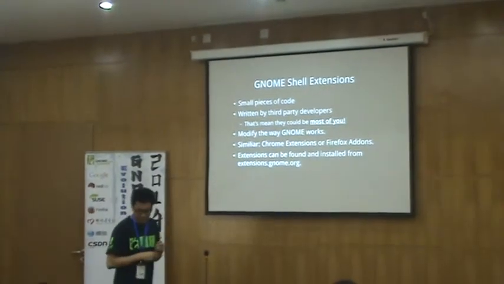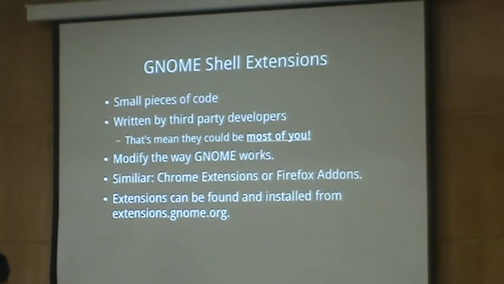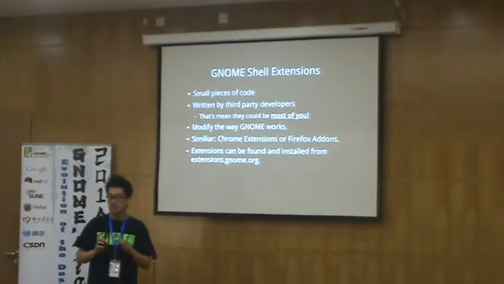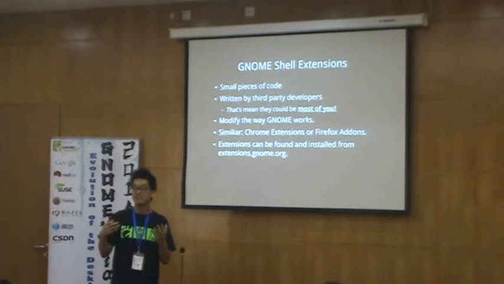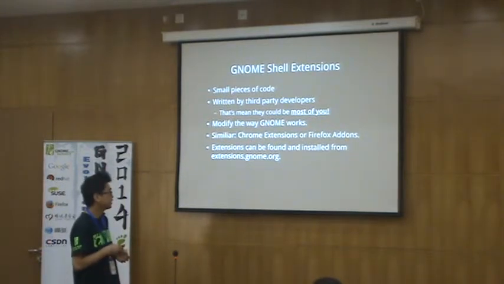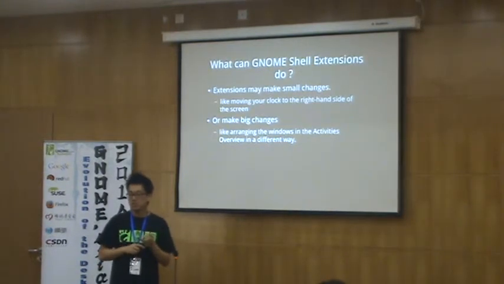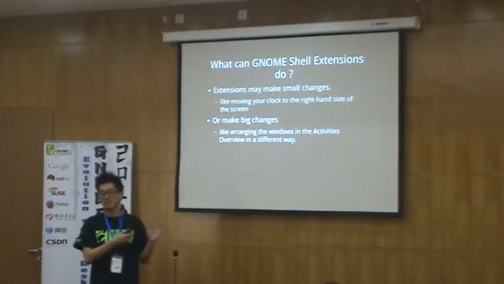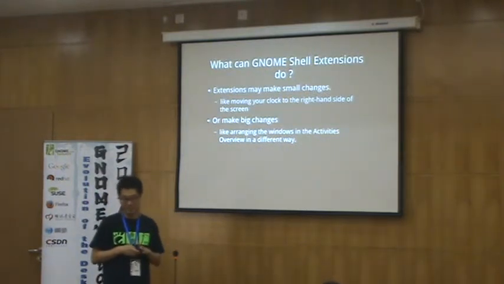And this is the dash, where you can start some common programs which you already use, and this is the workspace. So a GNOME Shell extension is some small piece of code developed by a third-party developer. That means it could be most of you. A GNOME Shell extension modifies the way the GNOME environment works, which is similar to Chrome or Firefox add-ons. And extensions can be found and installed on extensions.gnome.org directly. So what can a GNOME Shell extension do? Each extension can make a very small change, like moving your clock to the right-hand side of the screen, or make a big change, like launching windows in the overview in a different way as well.